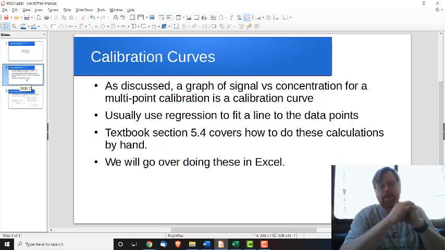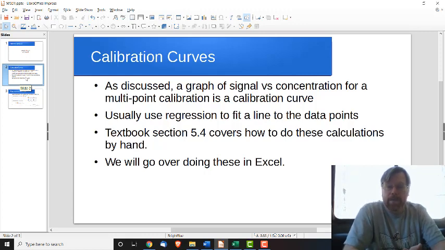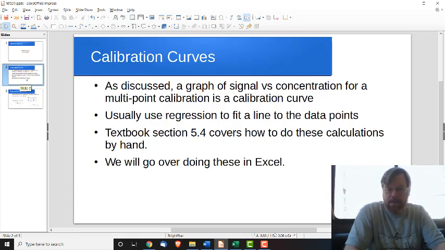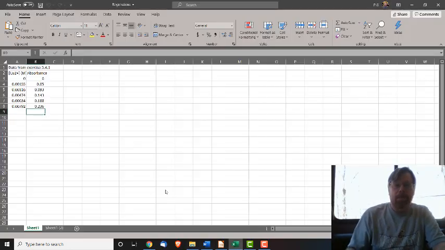Usually what we end up doing for a multi-point calibration is making a calibration curve and fitting a line to the data points, using frequently linear regression, sometimes nonlinear regression. Usually you will not be doing this by hand. The textbook section covers how to do this by hand. We're going to go over doing these in Excel. So let's switch over to Excel now.